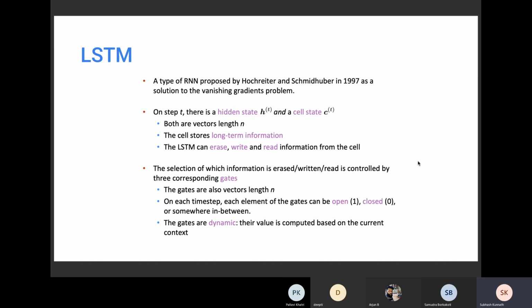So these different gates can act as a door. If it's 1, the information is completely passed. If it's 0, it's completely closed, and in between, it's partially passed. And these gates are like neural networks on their own, and their weights and biases can be trained through backpropagation.